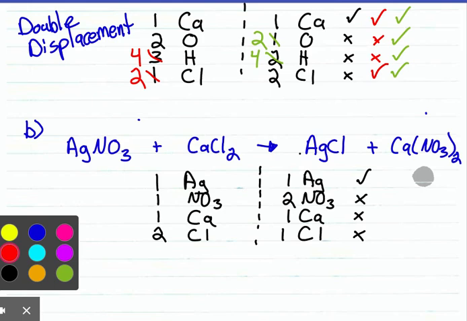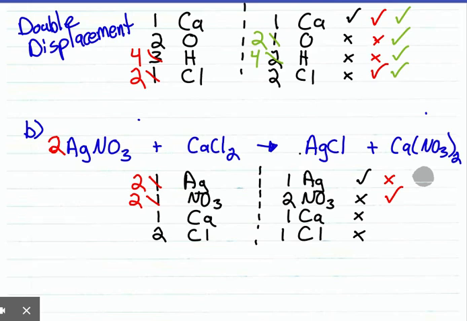We have 2 in products and 1 in reactant. So I'm going to add a 2 coefficient in front of my silver nitrate. Remember, we are not allowed to change the subscript numbers. By adding that 2, I now have 2 silvers here, and I have 2 nitrates, which means my silvers no longer match up, but my nitrates do. My calcium, oh, I lied. My calcium is good.